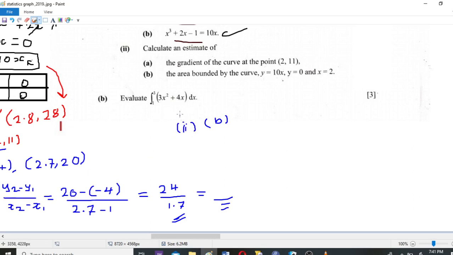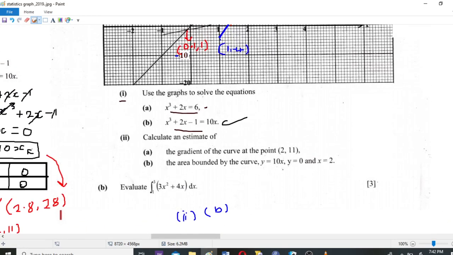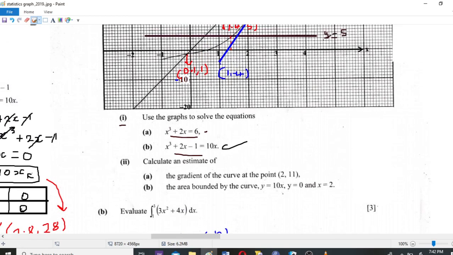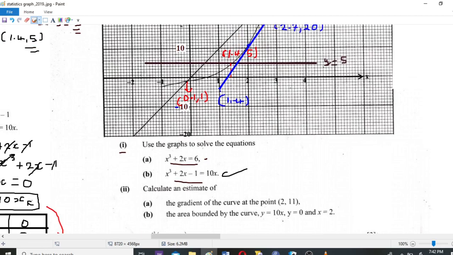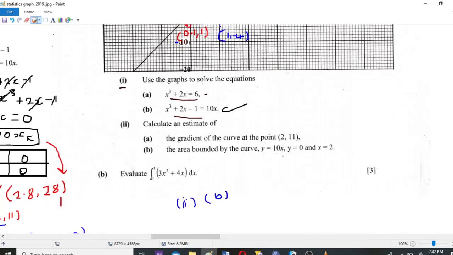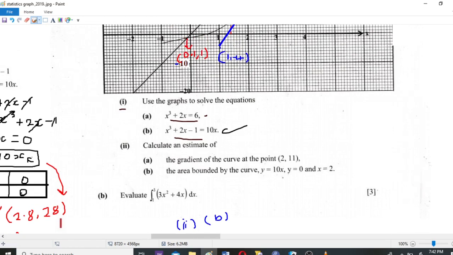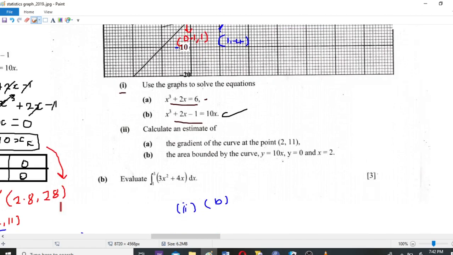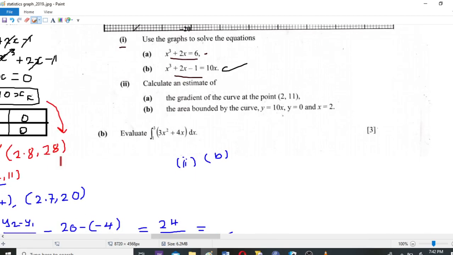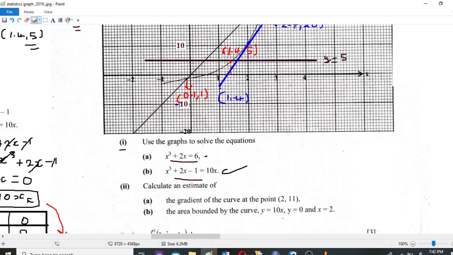Okay, so how do we find the area? We need to locate it first. The area is bounded by the equation y is equal to 10x. We know that equation is a straight line. Again we have y is equal to 0, which we've seen. And the other one is x is equal to 2.